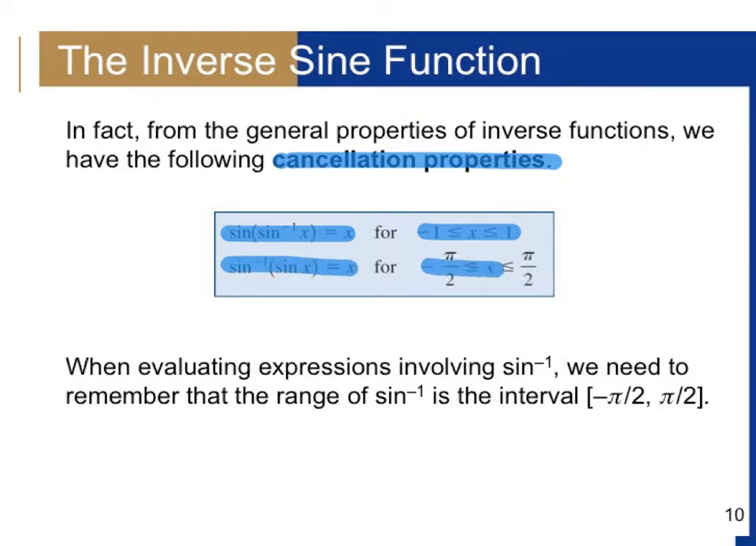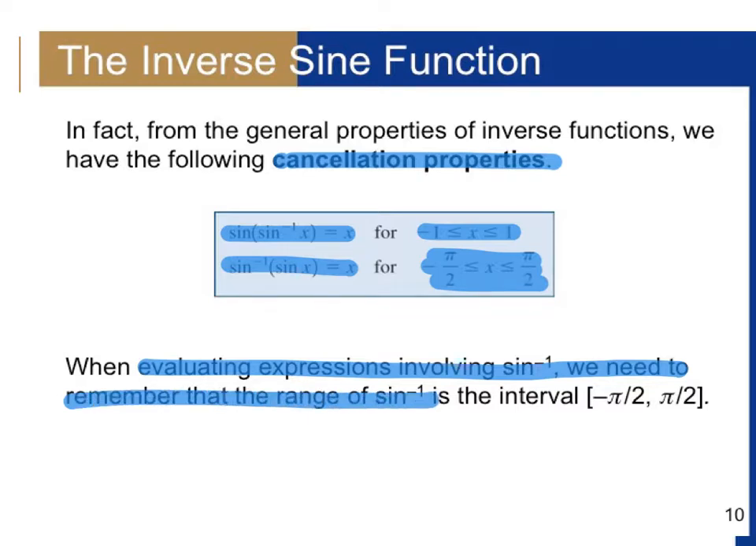And here x has to be between -pi/2 and +pi/2 because we're starting with sine of x, and the domain of sine of x is -pi/2 to pi/2 for this particular function. You know, we're talking about inverse sine. Remember, we have to limit the domain. So when evaluating expressions involving inverse sine, we need to remember that the range of inverse sine is the interval -pi/2 to +pi/2. So the range of inverse sine is an angle between -pi/2 and +pi/2 only.